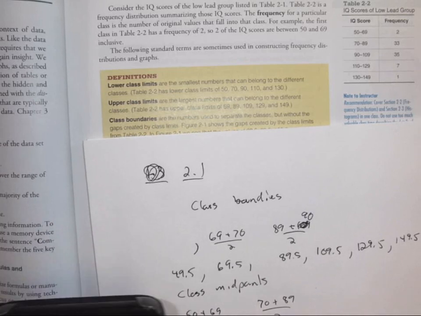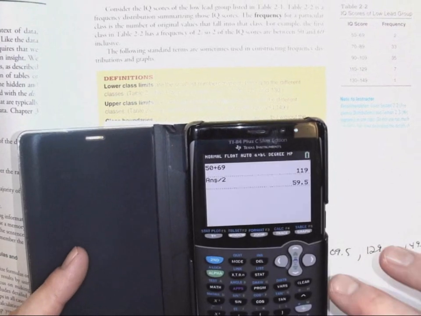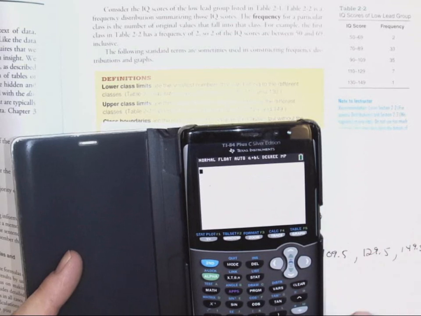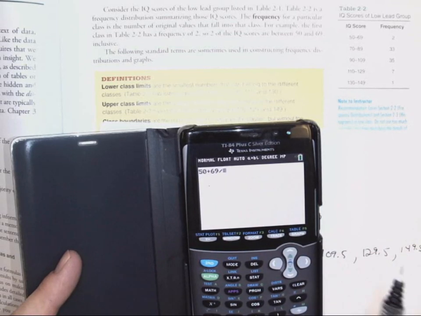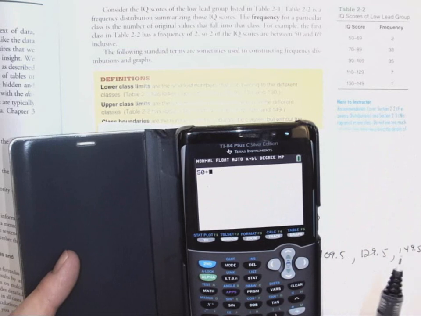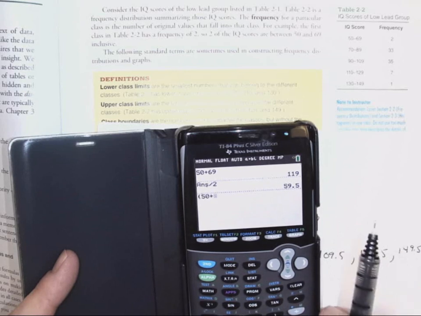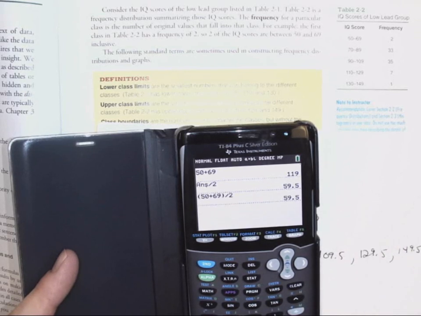When we calculate these things, let's make sure you guys understand. If you type 50 plus 69 and then divide by 2, you're actually not getting the correct answer, because you're only dividing the 69 by 2. You want to divide the entire thing by 2. So one way is to enter 50 plus 69, press enter, and then divide by 2 and enter. Or you can put the top in parentheses and then divide by 2, and that'll give you the correct answer. So that's how we're getting this.